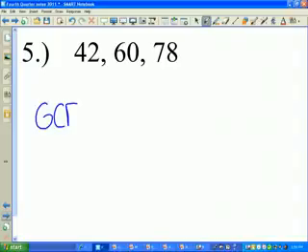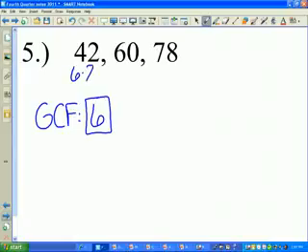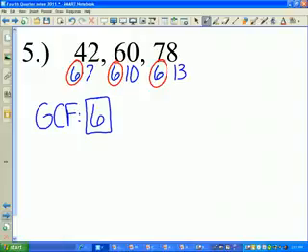So hopefully you said your greatest common factor is 6. Let's think about it. We have 6 times 7 will give me 42. We have 6 times 10 will give me 60. And we have 6 times 13 gives 78. They all have 6's in common. You could have done the factor tree, which will break down the 6 and 7, the 6 and 10, and also the 6 and 13. But no matter what you've done, all of them have this lovely number 6 in common.